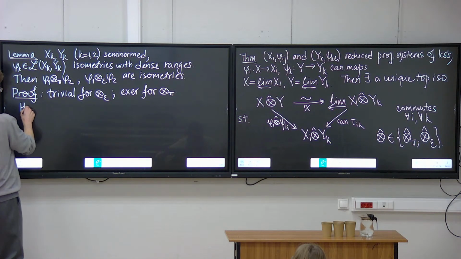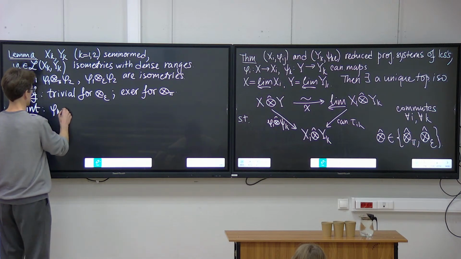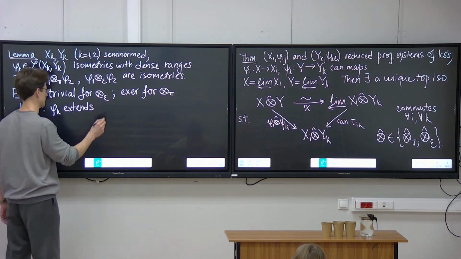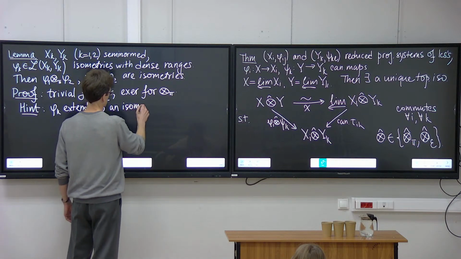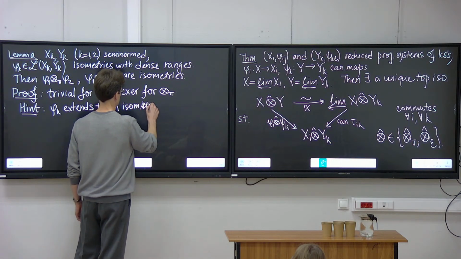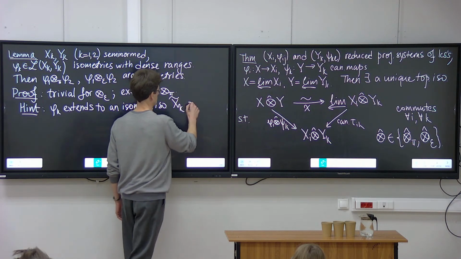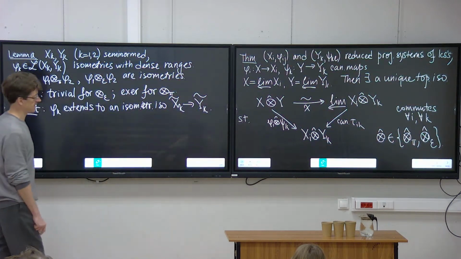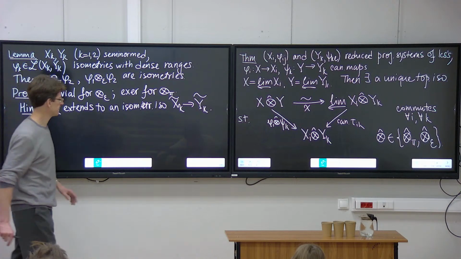A hint is that each phi chi extends to an isometric isomorphism between the completions. This is more or less clear. And then use the fact that the projective tensor product of two isometric isomorphisms is an isometric isomorphism.